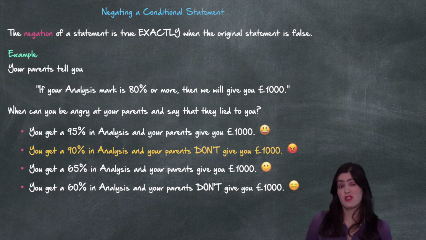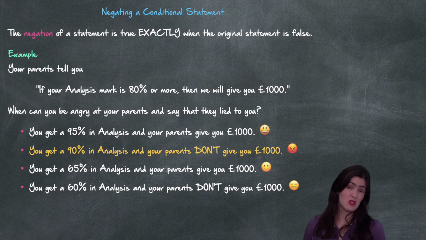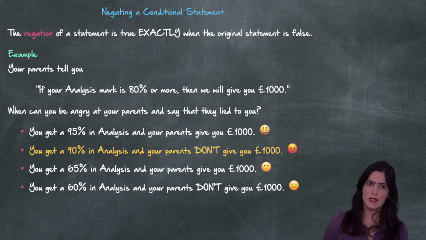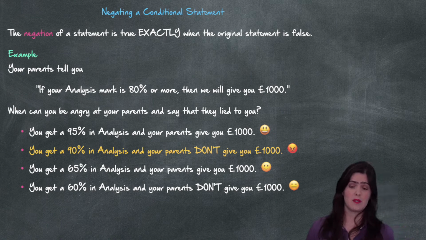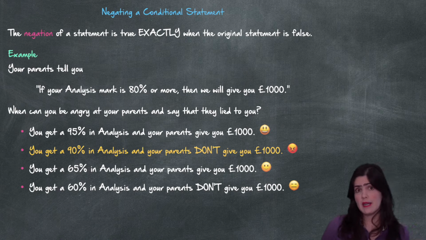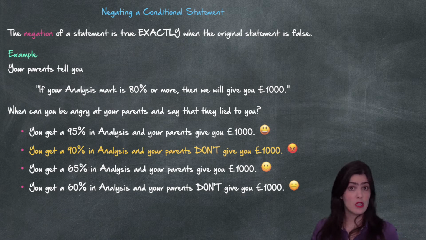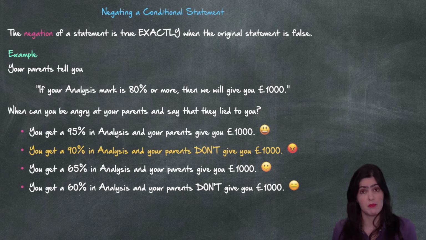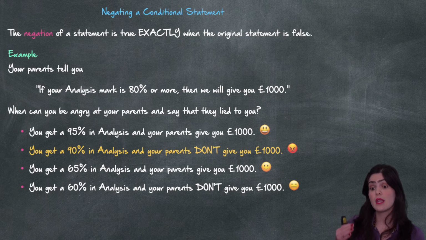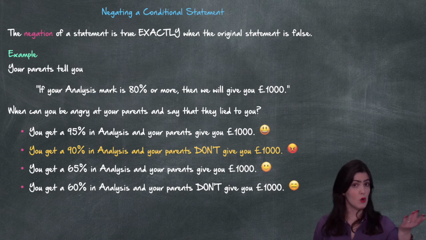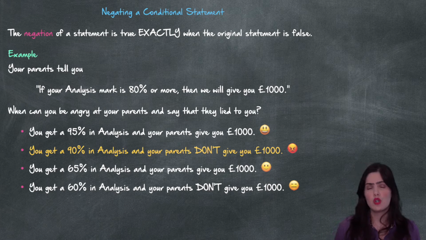If you get less than 80%, you got 60%, and your parents don't give you the money, you're upset because you didn't do well in analysis, but you cannot be angry at your parents. So the only time we were angry at our parents was when we got 90% and the parents didn't give us the £1,000. Of course, are you allowed to be angry at your parents if you get 85 and they don't give you the £1,000? Yes. Could you get 80% and still be angry at your parents if they don't give you the money? Yes, because they would have broken their promise. Their promise was that if you got 80% or more, then they will give you £1,000. So the moment you get anything that's 80% or more, even if you just get 80%, you should expect £1,000. Otherwise, you could say that they lied to you.